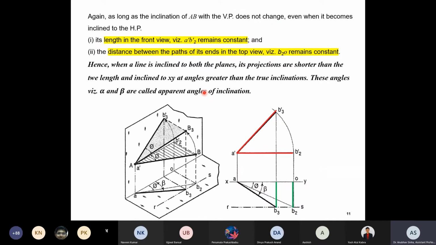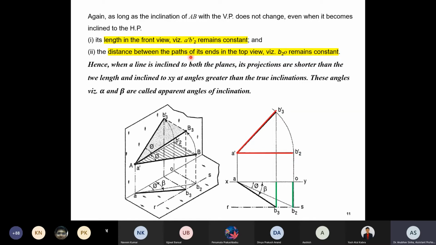So what we can summarize in the last 2-3 slides is, as long as the inclination of AP with the VP, vertical plane, is not changing, because it is like a solid triangle, we are moving up and down. We are sliding across this vertical face. In summary, its length in the front view, A dash B2 dash, will remain constant. It will vary along the arc. So A dash B2 dash will be equal to A dash B3 dash.